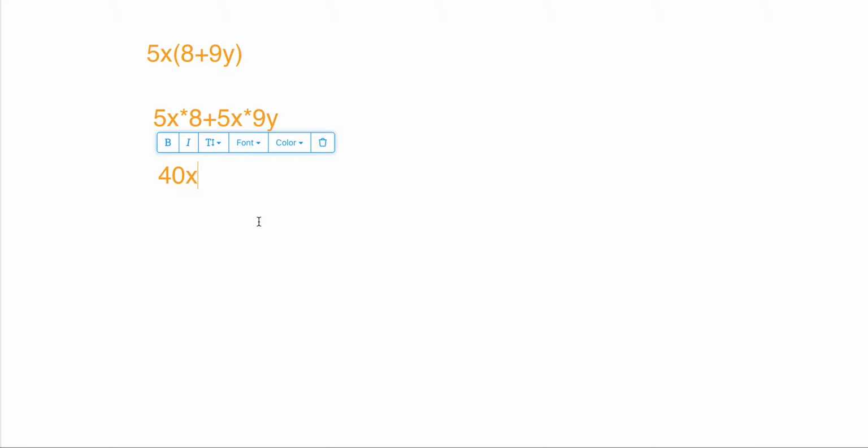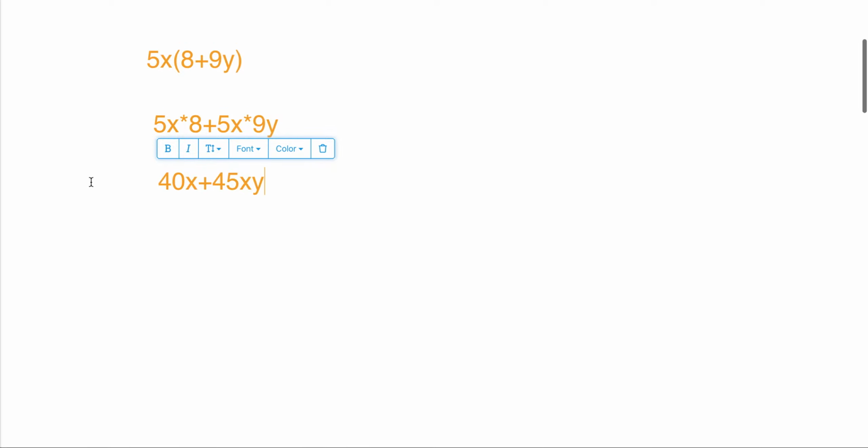We have here 5X in brackets 8 plus 9Y. Okay, so first step, we're going to fire the cannon. We are going to get 5X multiplied by 8 plus 5X multiplied by 9Y. 5X multiplied by 8 is 40X plus 5X multiplied by 9Y. Be careful here, we multiply X and Y. So 5 times 9, we get 45, and then multiply X and Y, which we get XY. Alright, now this is the expansion of 5X in brackets 8 plus 9Y close brackets.